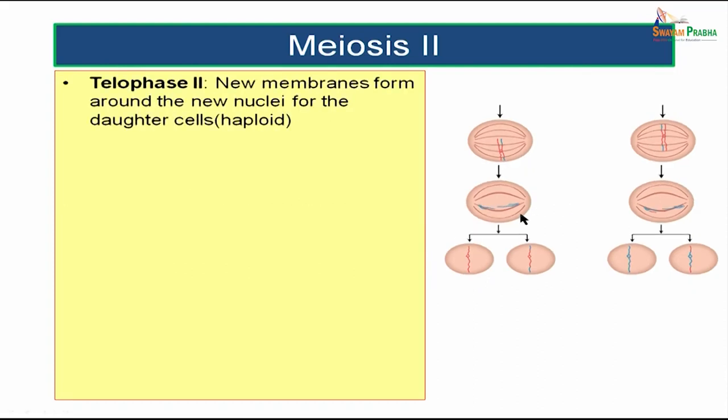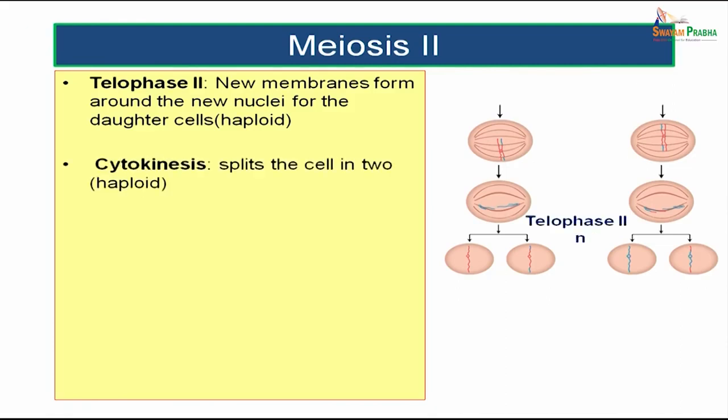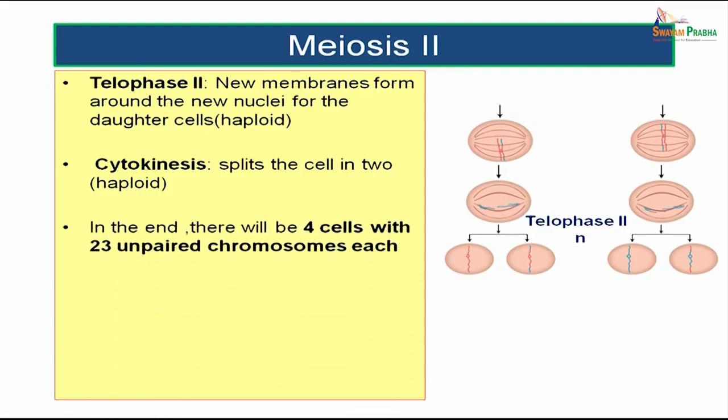Telophase is the phase at which new nuclear membranes are formed around the chromosome material. In cytokinesis, the cells are separated. Now at the end of meiosis 2, we have four cells with a haploid number of chromosomes. But at this moment, we have unpaired chromosomes when we compare with the chromosomes after the end of meiosis 1.